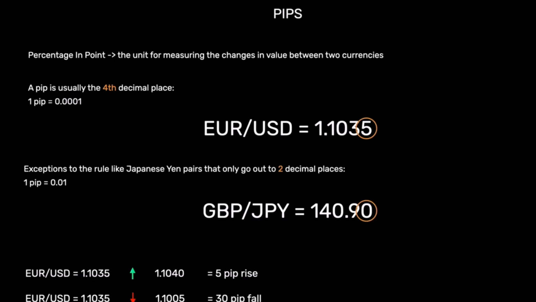Alright, last one. If pound yen rises from 140.90 to 141.05, what movement in pips is that? Yep, it's a 15 pip rise. Because remember, Japanese yen pairs only go out to 2 decimal places.